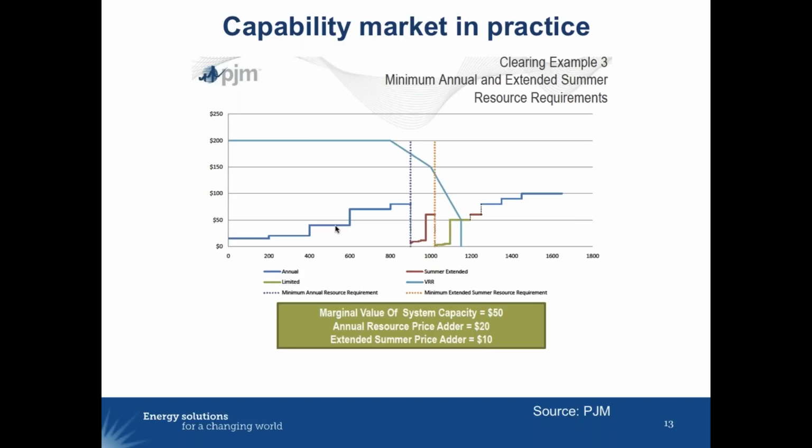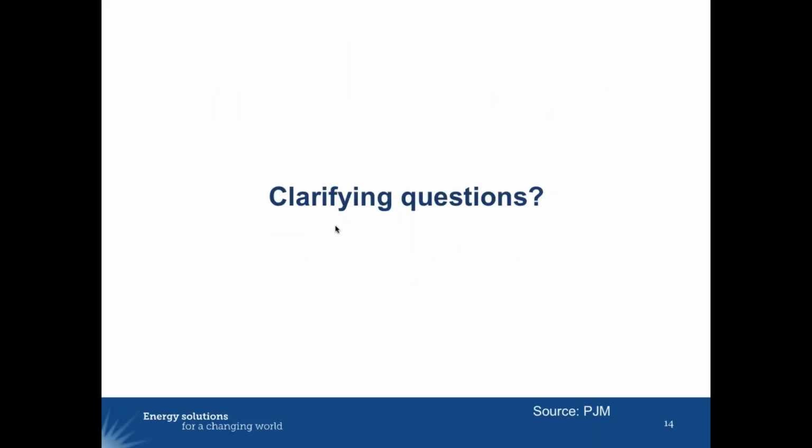And is this example for a one-year capacity commitment or a different term? Yeah, PJM has a one-year term. Okay, well, I think that's all the questions that we have for clarifying, so we can move on.